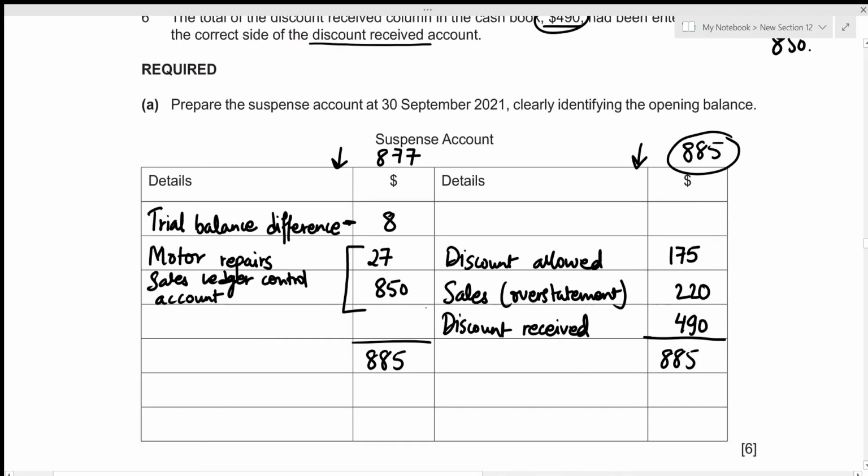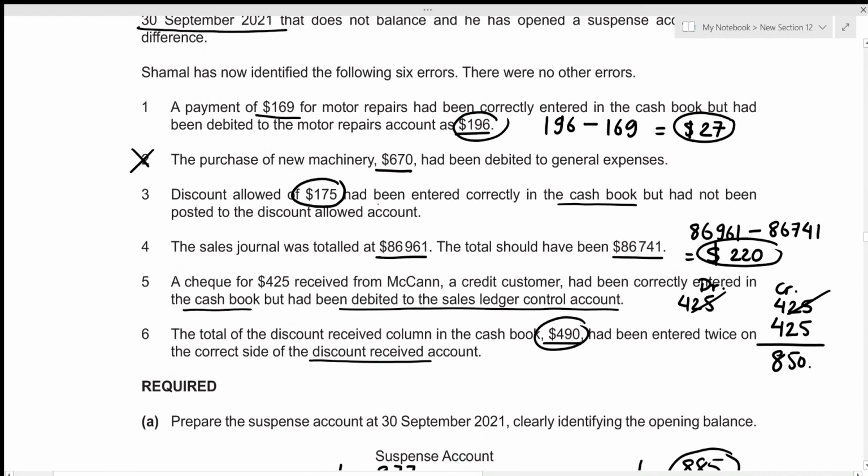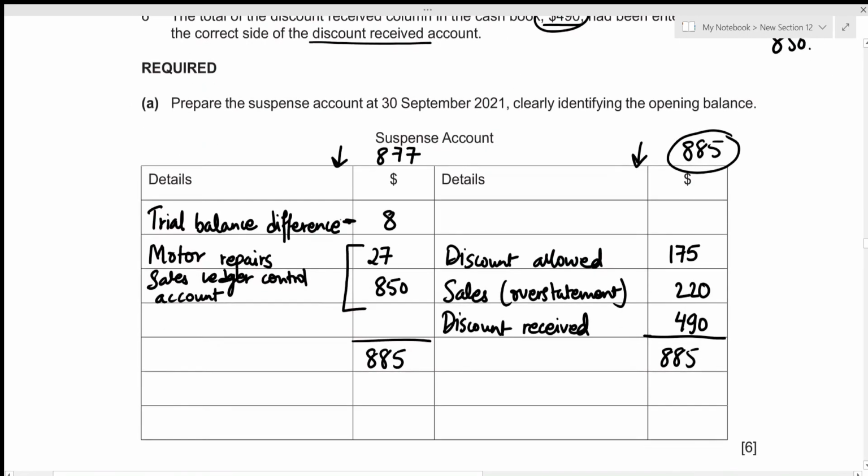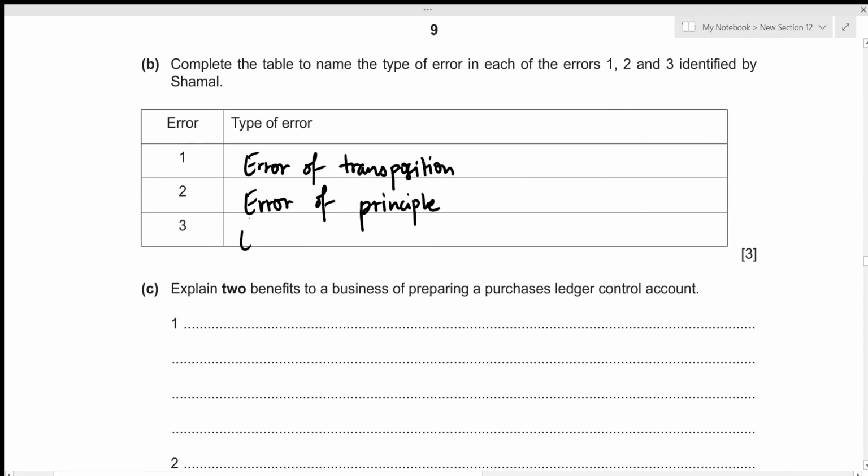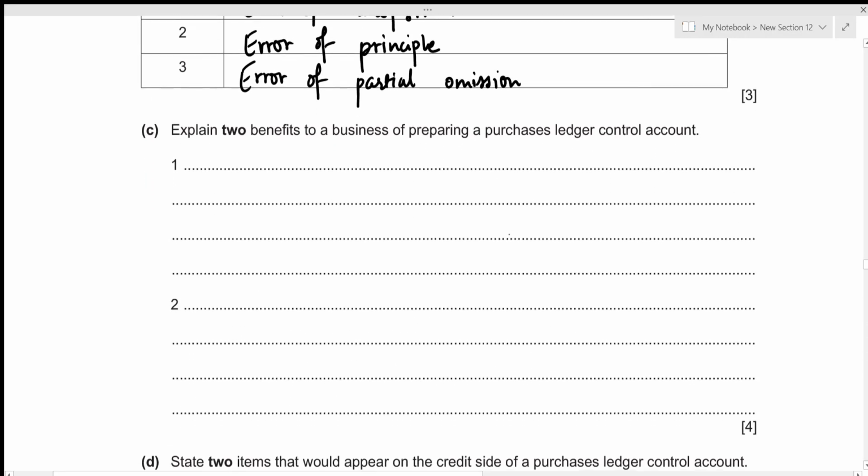Let's have a look at the third error. We're given that the discount allowed of 175 had been correctly entered in the cash book but had not been posted to the discount allowed account. So obviously it had been posted in the cash book, but we omitted it in the discount allowed account, so we can identify this error as a partial omission, because obviously we entered it in the cash book, we just forgot to enter it in the discount allowed account. Let's do that. So that's error of partial omission. Alright, this concludes the second part. We can now move to the third one.